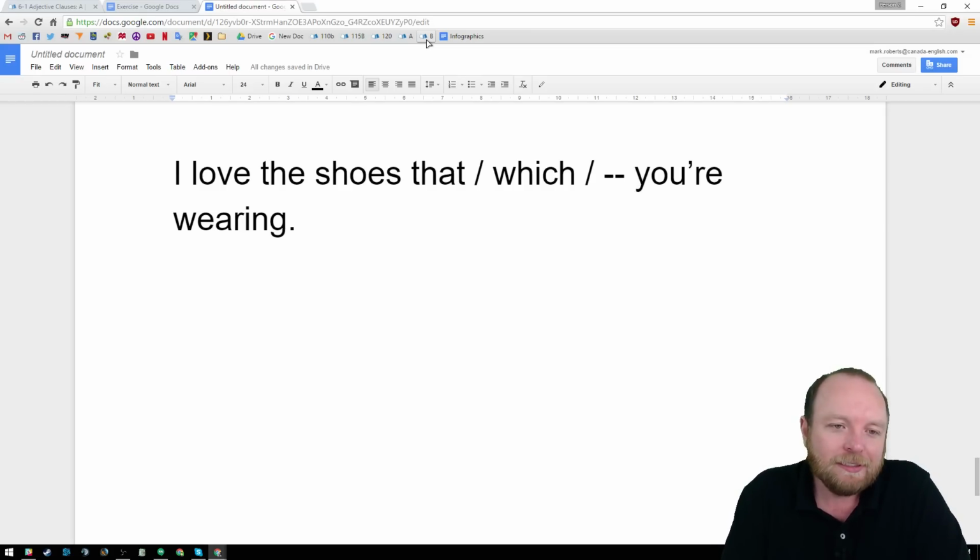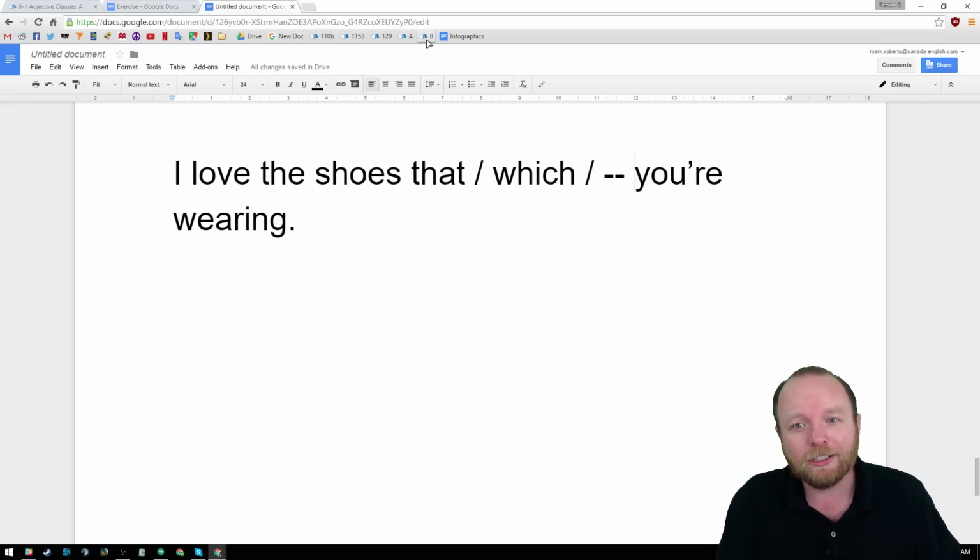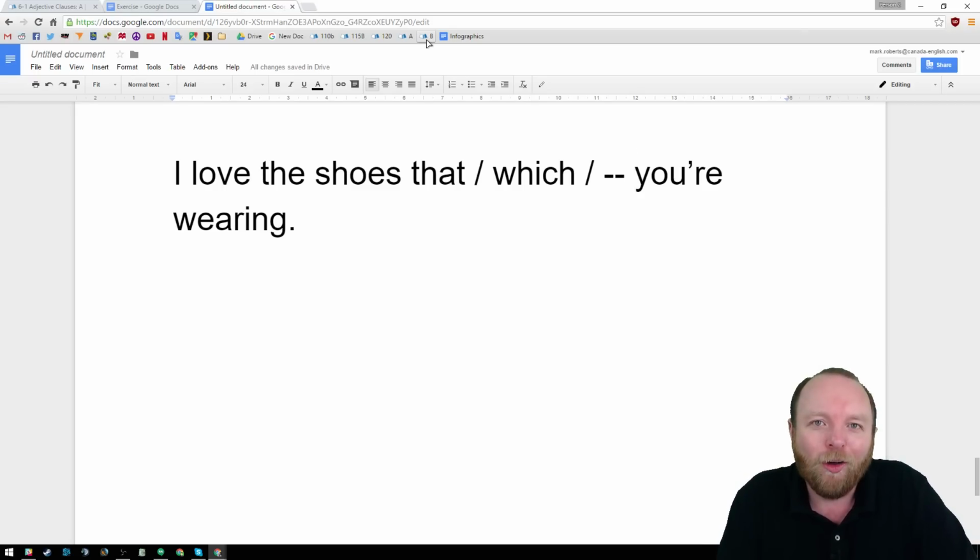Wow, I can see why this is difficult for students, for sure. But gosh, this is really important. If you wanna understand English, and if you wanna speak English, you need this grammar. We use this all the time. It's super important.